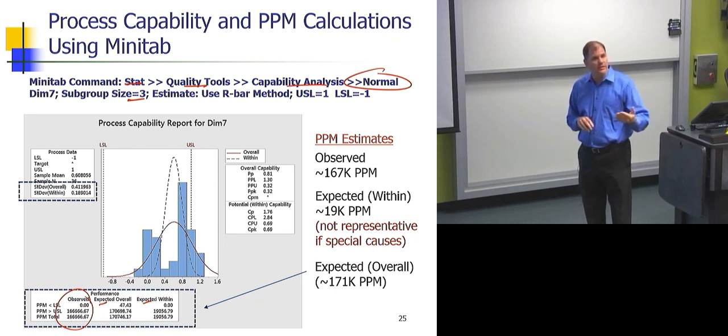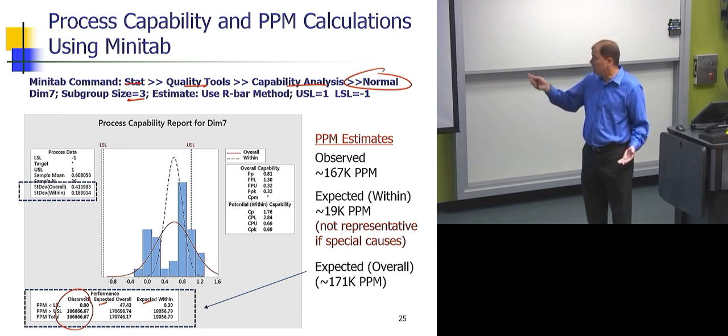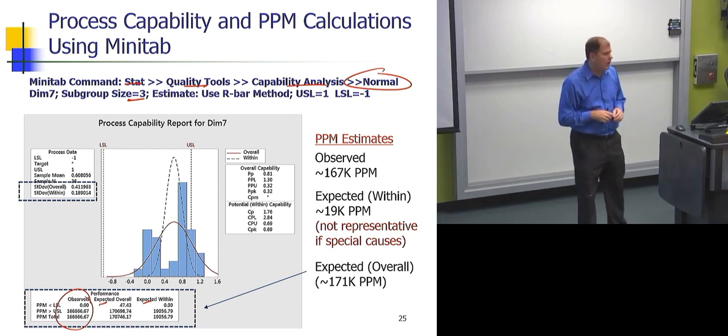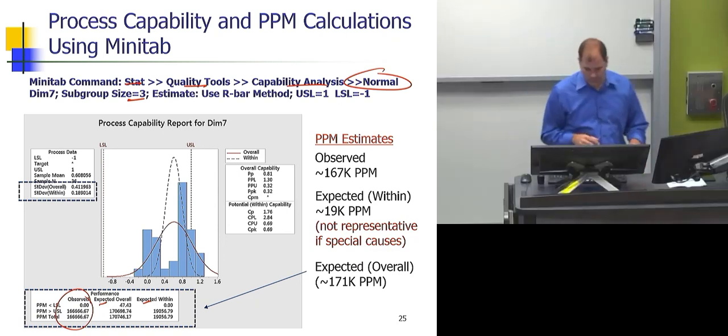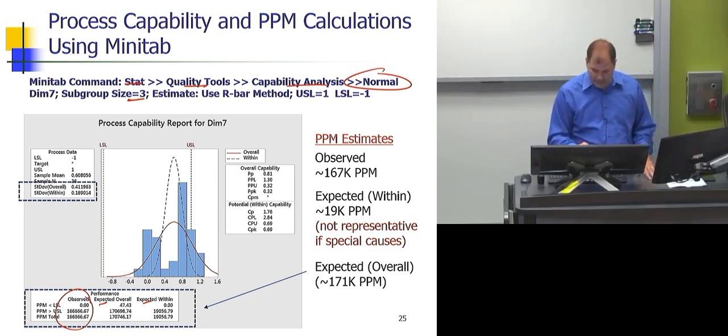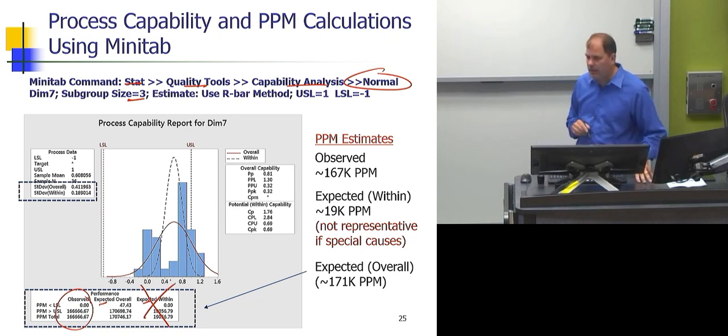Expected overall is going to be a z distribution, x minus mu over sigma, but what sigma is it going to use? Overall. And expected within is going to use which sigma? Sigma within. These overall and within are just coming down there. I really don't like this because it can be really not very representative of what's going on. It's an output Minitab gives because it's using the different values there.